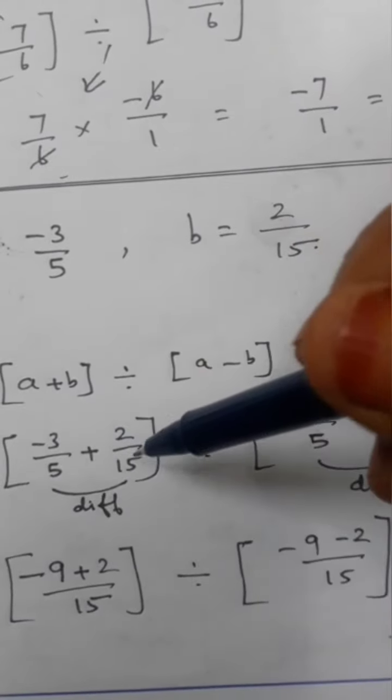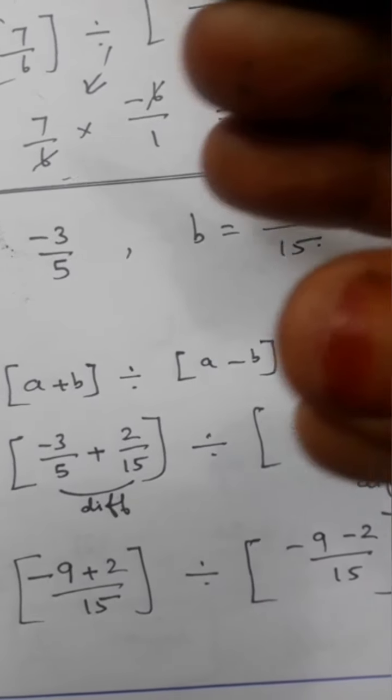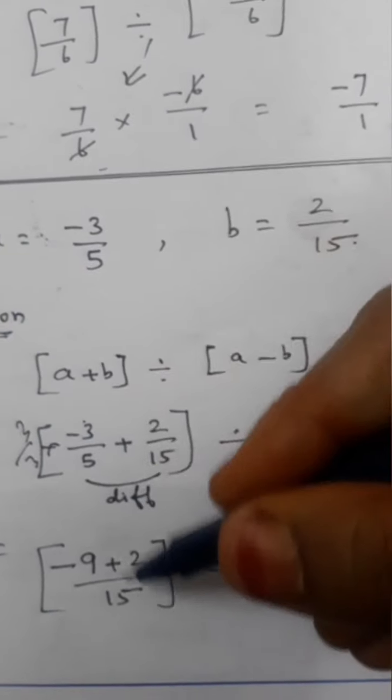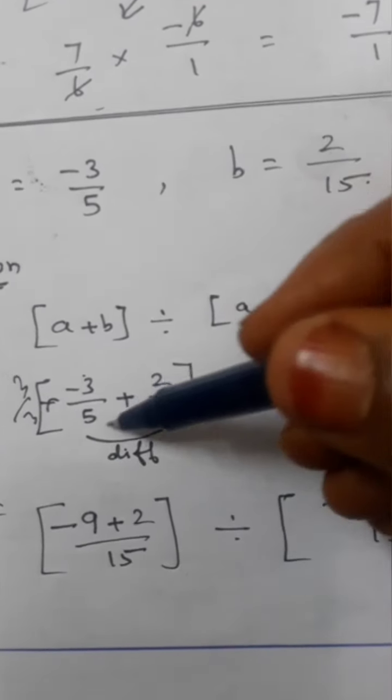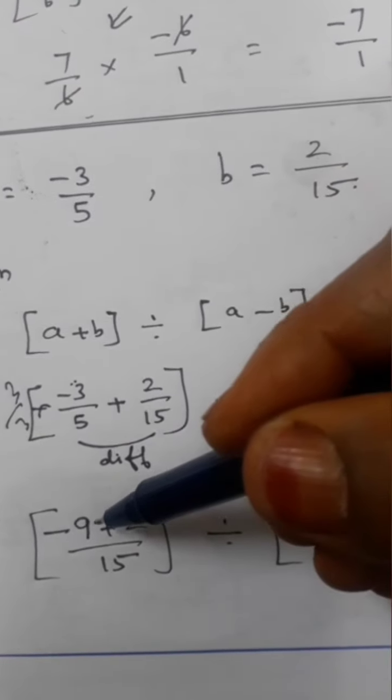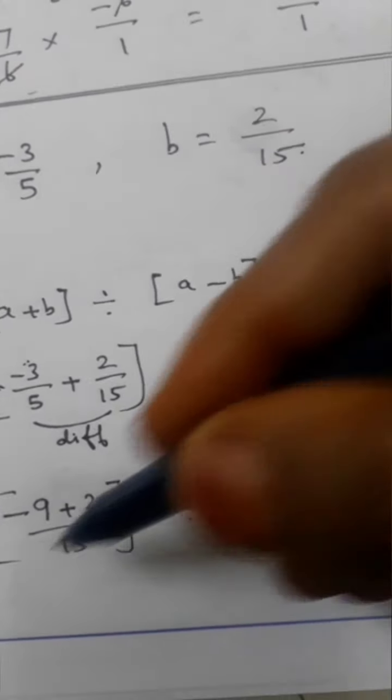Easy method: the fifth table comes in 15. 1 five is 5, 2 fives are 10, 3 fives are 15. So here multiply by 3. Here also multiply by 3. So 3 threes are 9, 3 fives are 15, write 15 only. Minus 9: 3 threes are 9 with the minus symbol, plus 2 divided by 15.